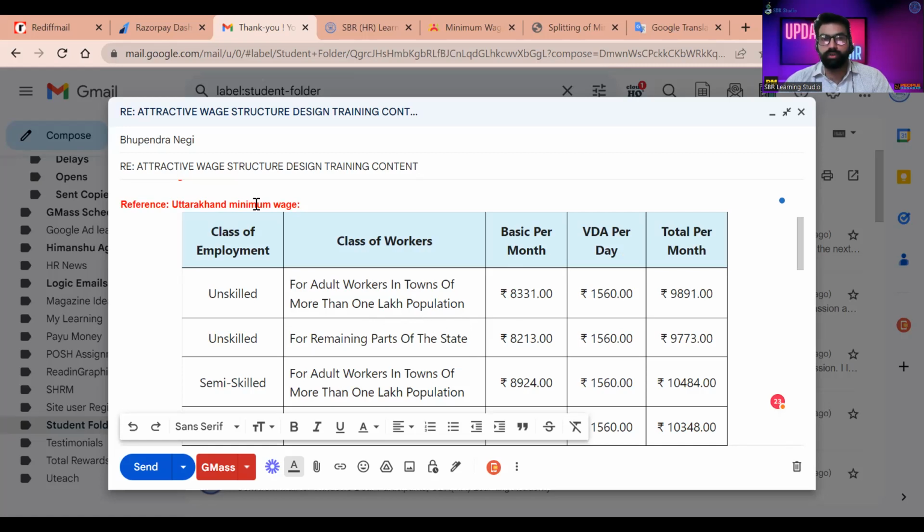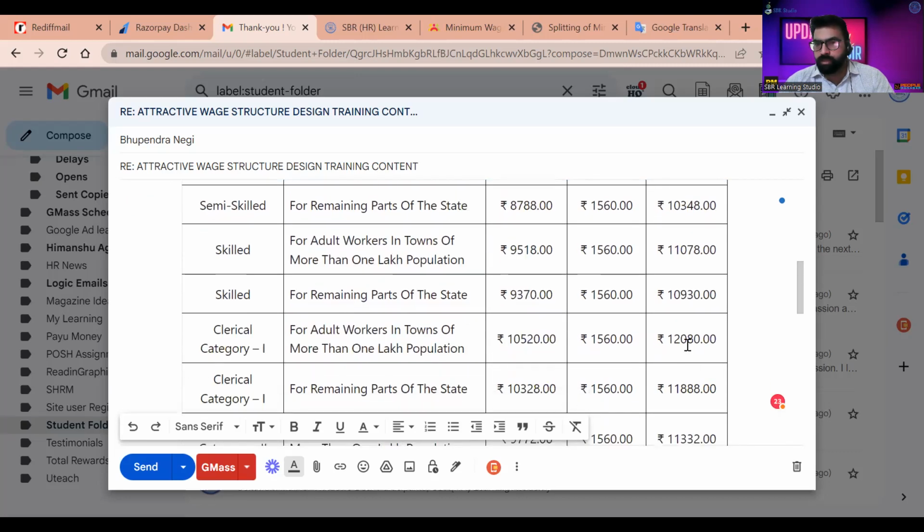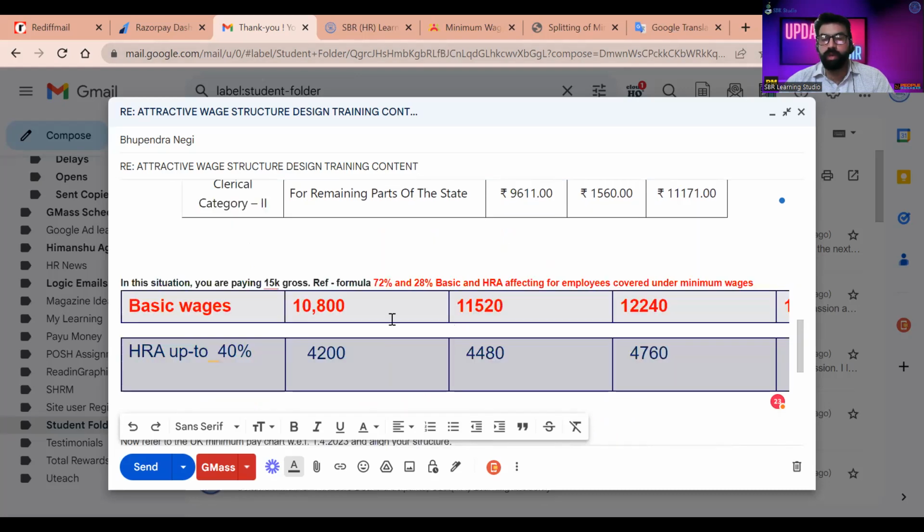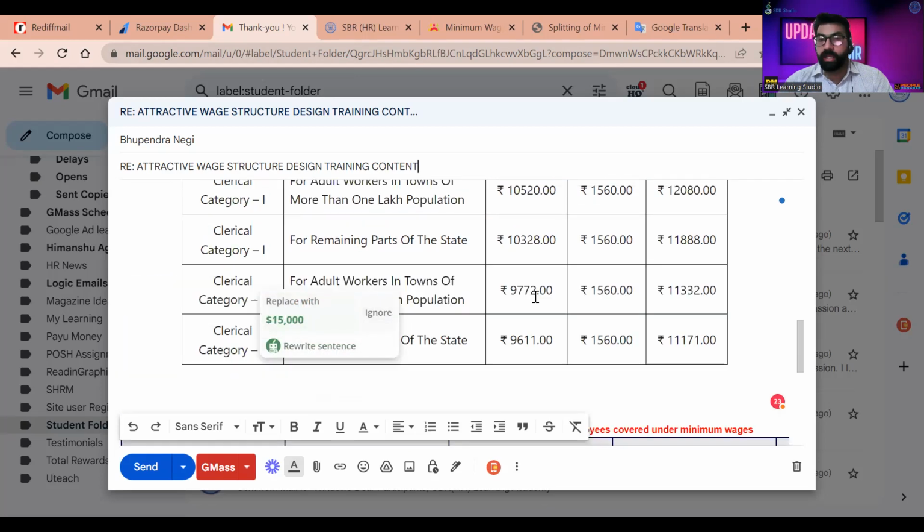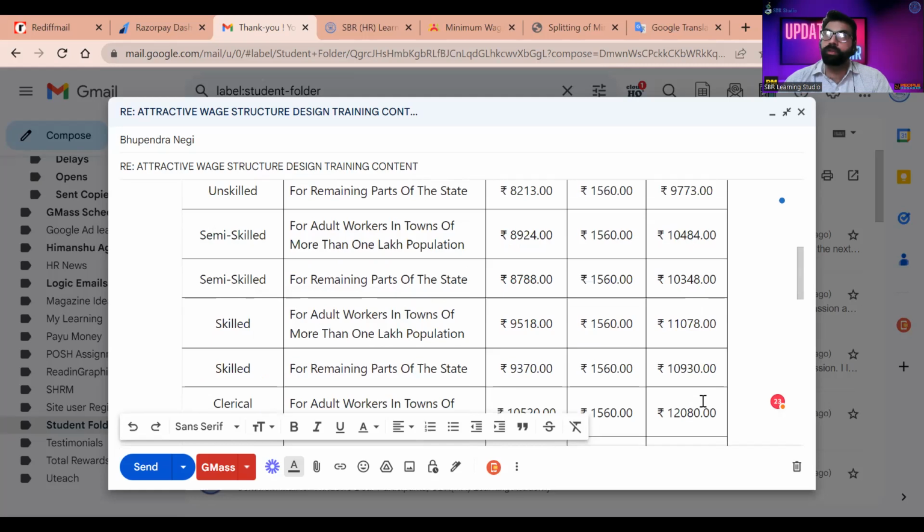In that case, this is the Uttarakhand minimum wage structure, where the minimum wage for unskilled is 9891, then unskilled 2 is 9793, then semi-skilled. The highest wage is for clerical category 1, which is 12,080 rupees. Now, coming to this wage structure, you have to put it according to the 72 and 28 ratio, depending on whether it is below or above the minimum wages.